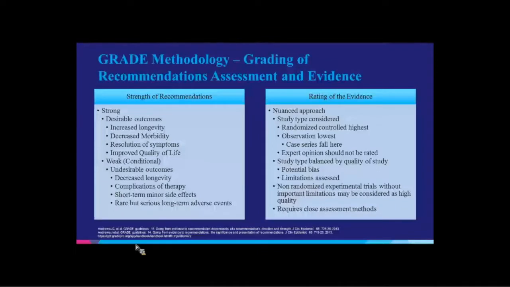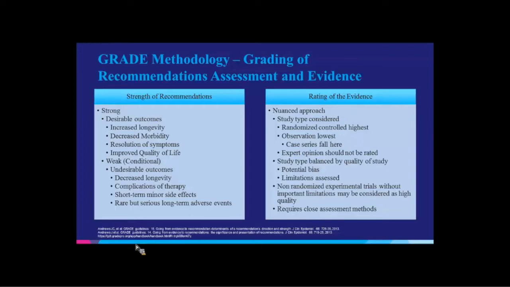So, the grade recommendations. I told you they were coming, and here they are. So what is the grade methodology? Well, it's the grading of recommendations, assessment, and evidence. So what you can see here, there are 2 components. As opposed to just saying level A, level B, or as some organizations say, 1A, 2B, 3C, they just give strength of the recommendation and then what they consider level of evidence. For the strength of the recommendation, how do they base this? There's either strong or weak. Weak is sometimes called conditional, and you will see conditionals in this.